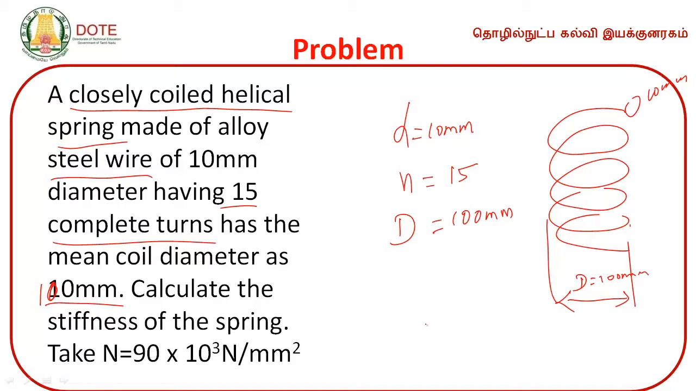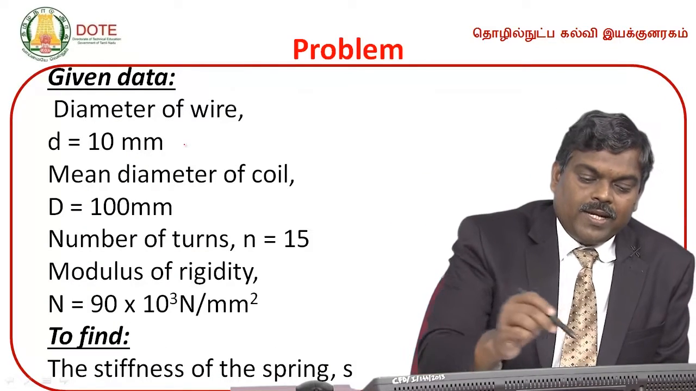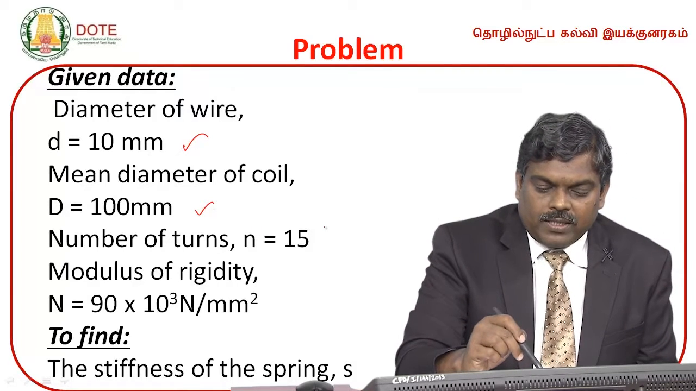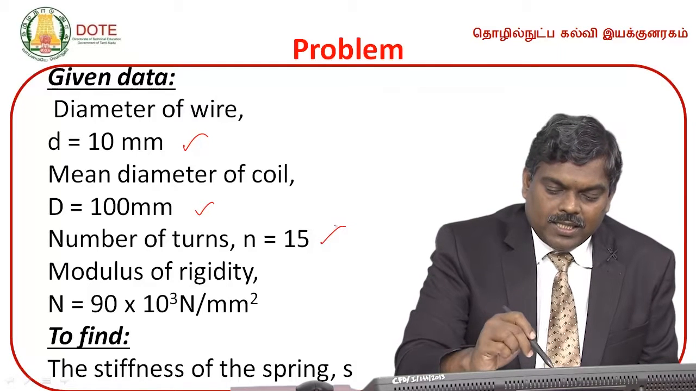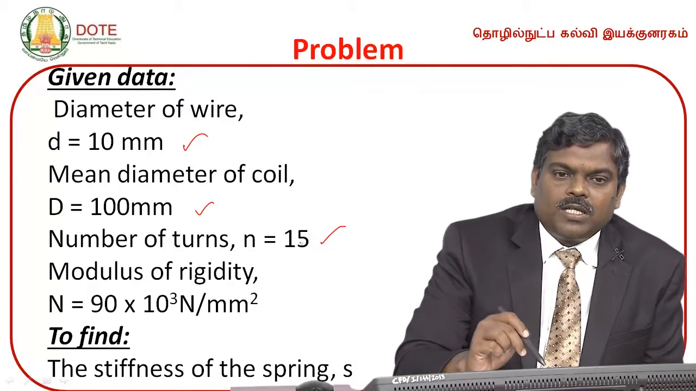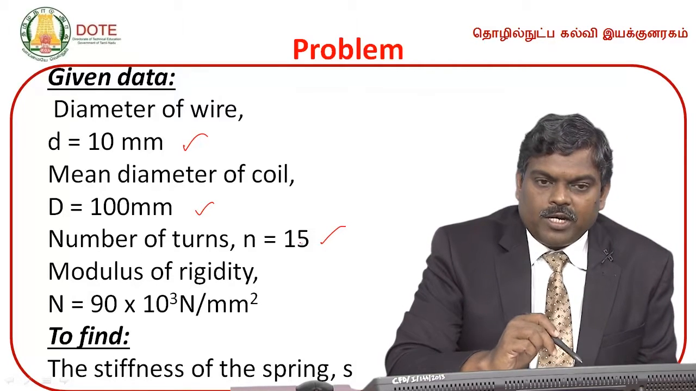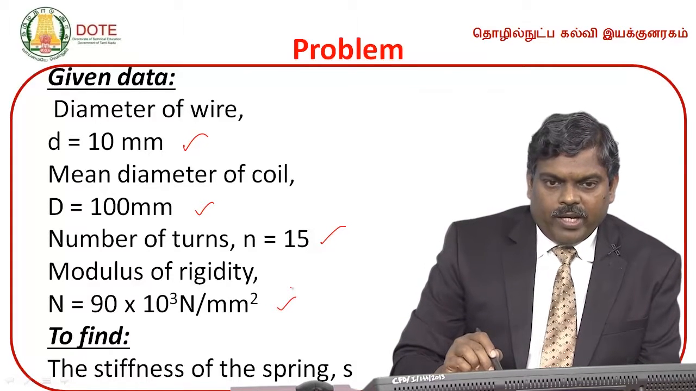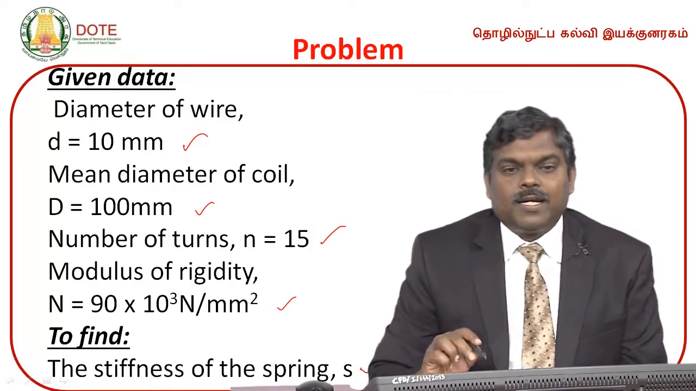என்ன கண்டுபிடிக்க சொல்லியிருக்காங்க? Stiffness of the spring S கண்டுபிடிக்க சொல்லியிருக்காங்க. It is given N is equal to 90 into 10 to the power 3 Newton per mm square. Diameter of the wire is given as 10 mm. Mean diameter of coil capital D is equal to 100 mm. Number of turns N is equal to 15. Since it is in numbers, it has no unit. Then modulus of rigidity N is given by 90 into 10 to the power 3 Newton per mm square. What to find? Stiffness of the spring S கண்டுபிடிக்கணும். ஓகேங்களா?